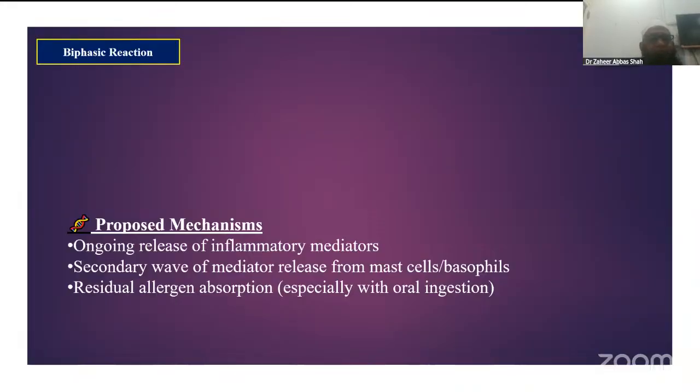So what is the proposed mechanism of this biphasic reaction? The ongoing release of inflammatory mediators which we have seen: platelet activating factor, prostaglandins, kinins, tumor necrosis factors. So there is an ongoing release of inflammatory mediators, and a secondary wave of mediator release from the mast cell or basophil. Most of the time residual allergen absorption happens. So whenever we suspect an allergen, the person should be freed from the inciting allergen, because residual allergen may produce a biphasic reaction.